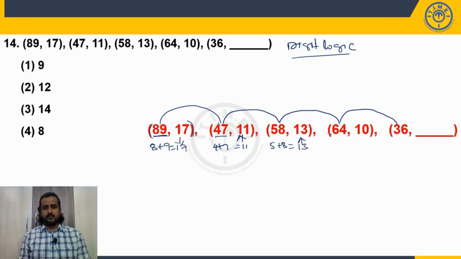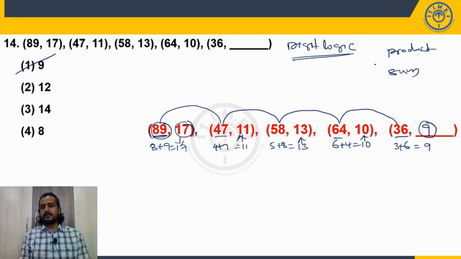Perfectly matching. So what have they taken? Sum of the digits. In the given pair, the digits in the left side number are added to get the second number. So 6 plus 4, which is equal to 10. Perfectly matching. So what should be the required answer? 3 plus 6, which is equal to 9. So my answer is 9. So choice 1 is the required answer. Again here the logic is a digit logic. The same kind of logic we have observed with the product of the digits. Now here it is given sum of the digits. Okay.